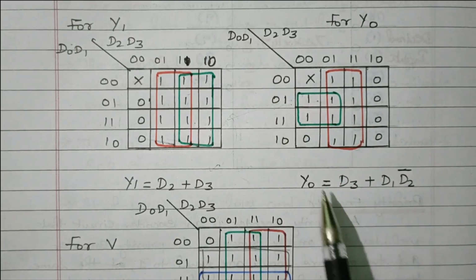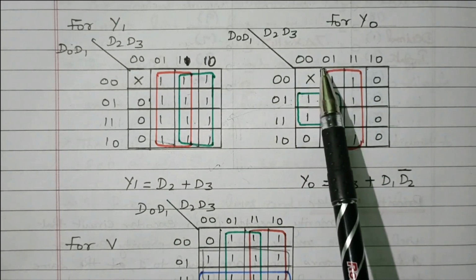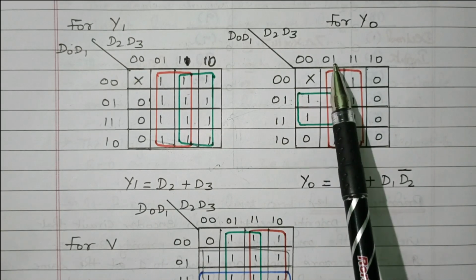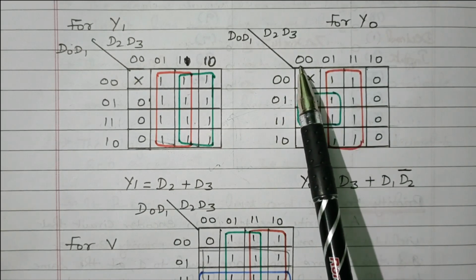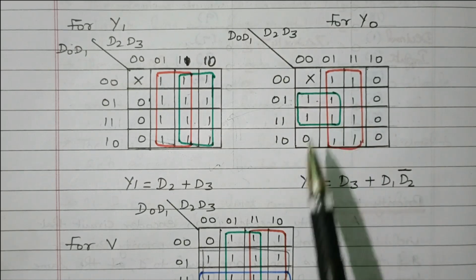This D1 is there. We have to refer to the corresponding first column and second column. 0, 0, 0, 1. This 0 and 1 will be cancelled. Only this 0 will be there. 0 means D2 dash. Right? D1, D2 dash is the grouping of these 4 cells.